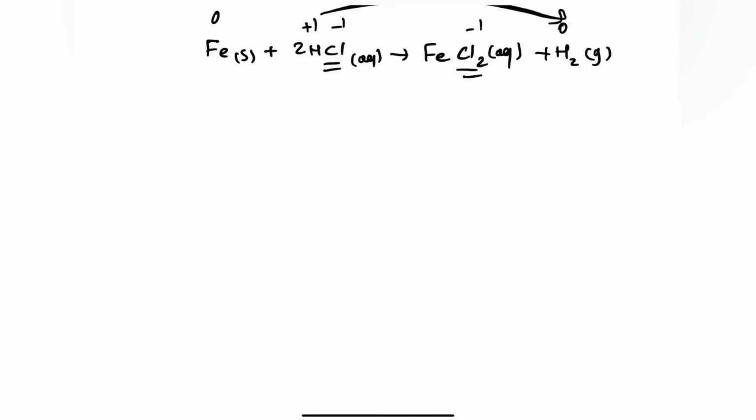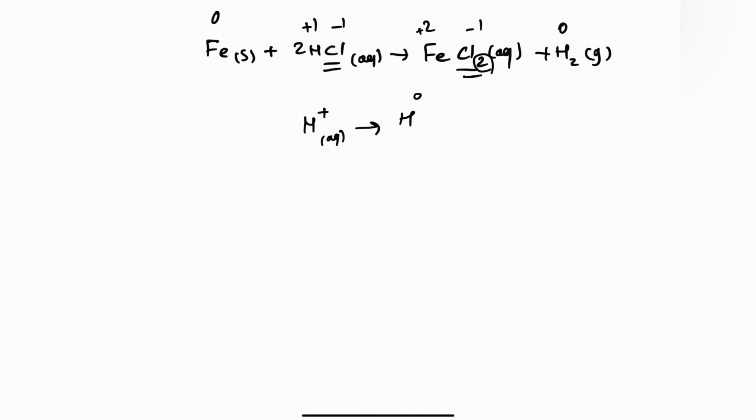However, hydrogen is being oxidized as it has lost an electron. Iron has gained 2 electrons. We can tell this from the small 2 on the bottom right of the chloride. Therefore iron has been reduced and gained electrons. Writing the reduction equation for iron, we should add 2 electrons on the reactant side to balance the equation.